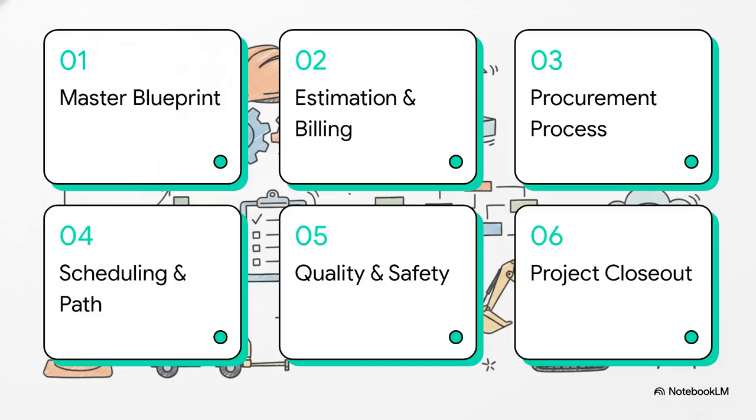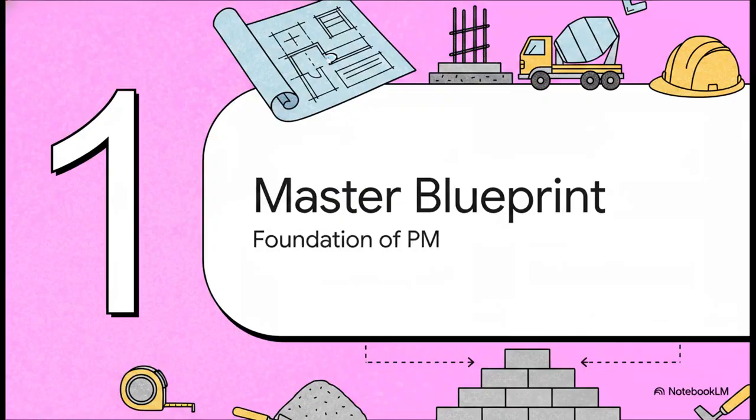Okay, let's dive into this. We're covering 6 core modules today: the Master Builder's Blueprint, estimation and project billing, the procurement process, scheduling and critical path, quality control and safety, and finally, the successful project closeout. Starting right off with Section 1, the Master Builder's Blueprint.